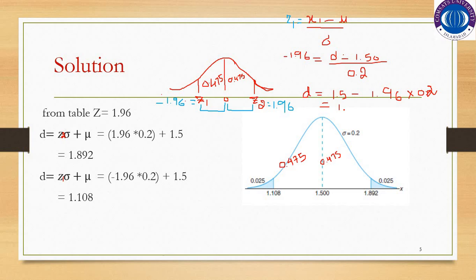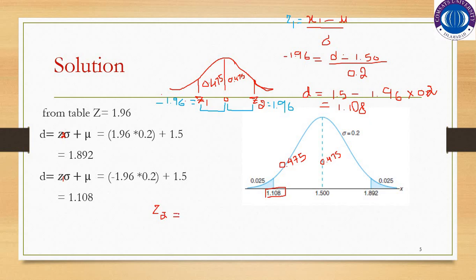So at this point, when we subtract the value d from the mean, we will get 1.108. So this is the value. This is the first point. Now we will find out the second point.